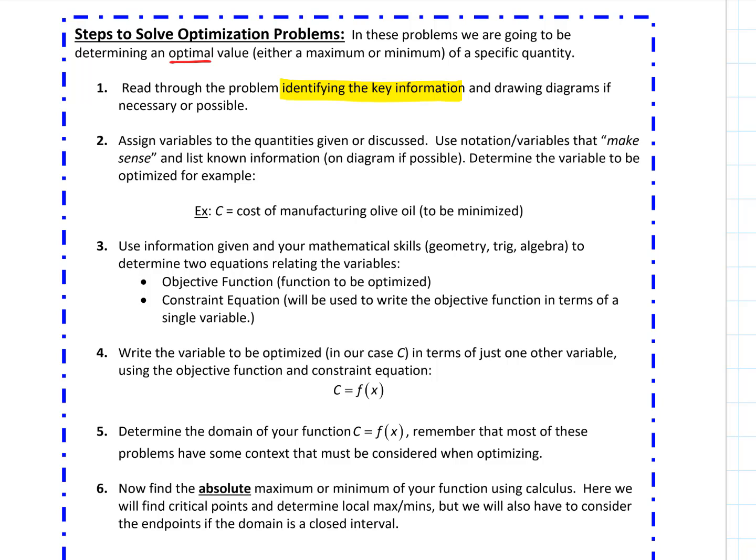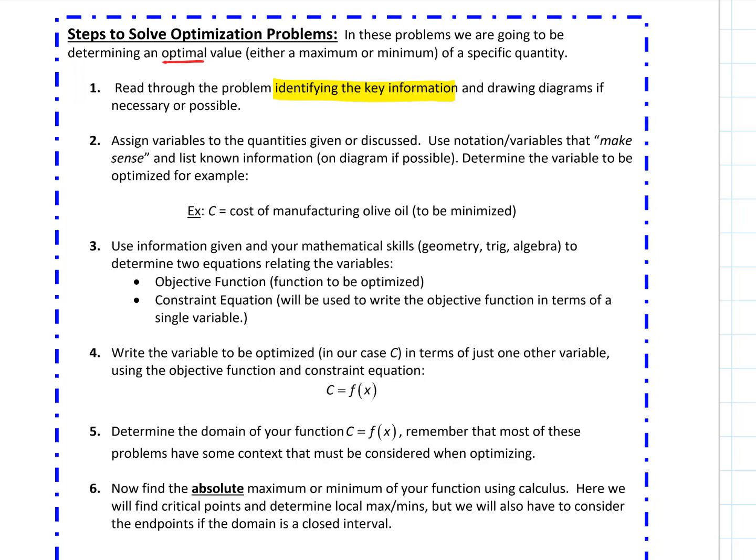The next thing we want to do is assign variables to the quantities that are given. And we often want to use notation or variables that would make sense in the context of the problem. So if we're talking about a cost of manufacturing olive oil, and maybe we want to minimize the cost, well, maybe we use C for cost. That would just be an example there.